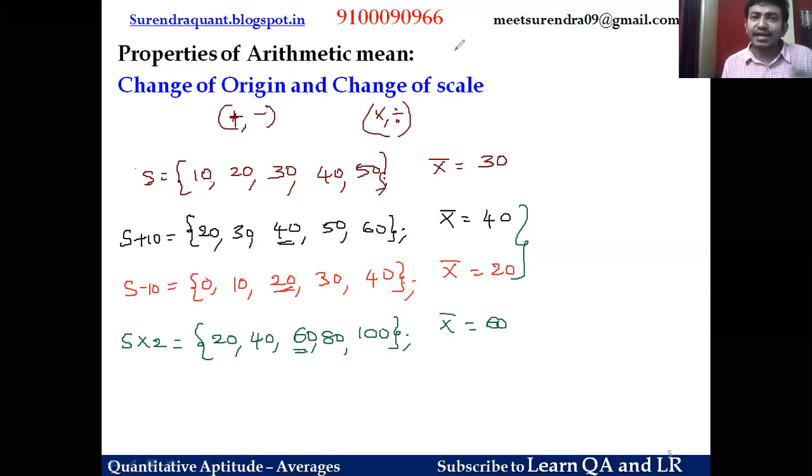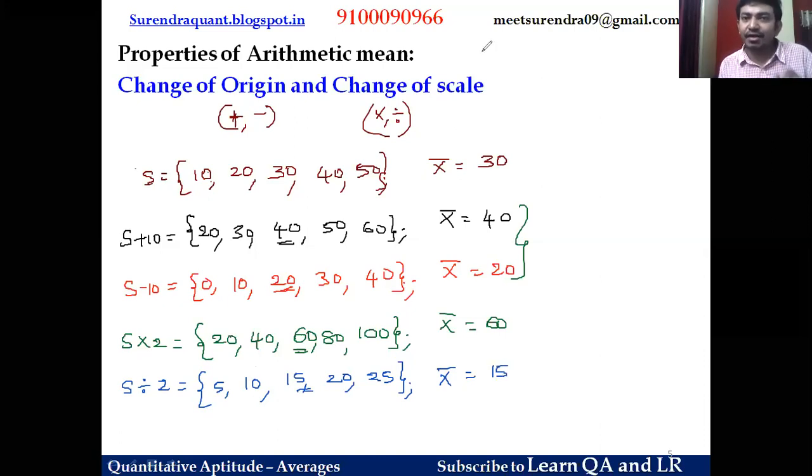Now let us divide every element by something. So let's talk about the division case now. If I divide every element of the set by the number 2, let's see what will happen. So 10 by 2 is 5, 20 by 2 is 10, 30 by 2 is 15, 40 by 2 is 20, 50 by 2 is 25. So friends, what is the average now? The average is the middle term, 15.